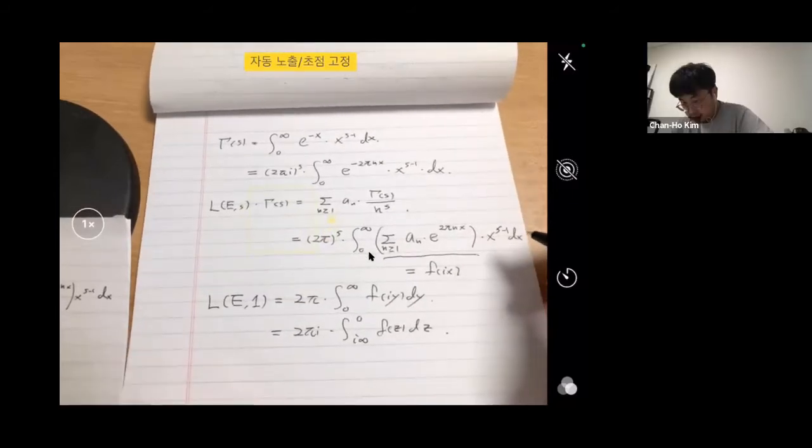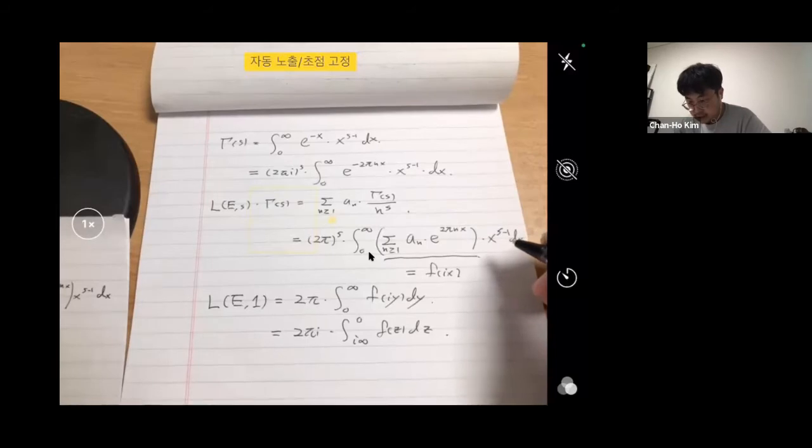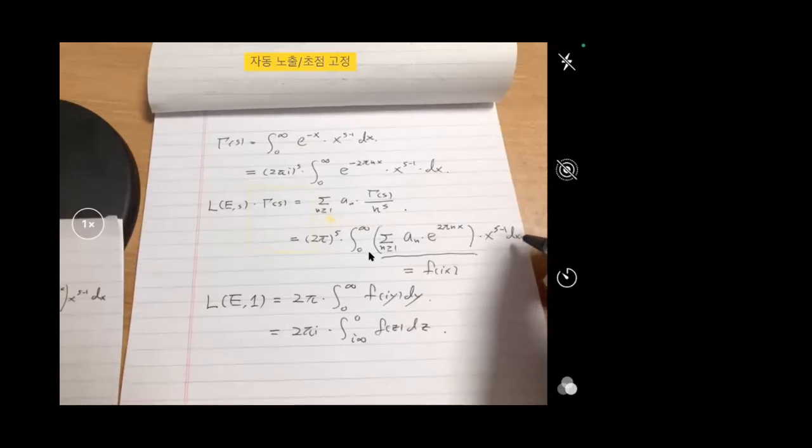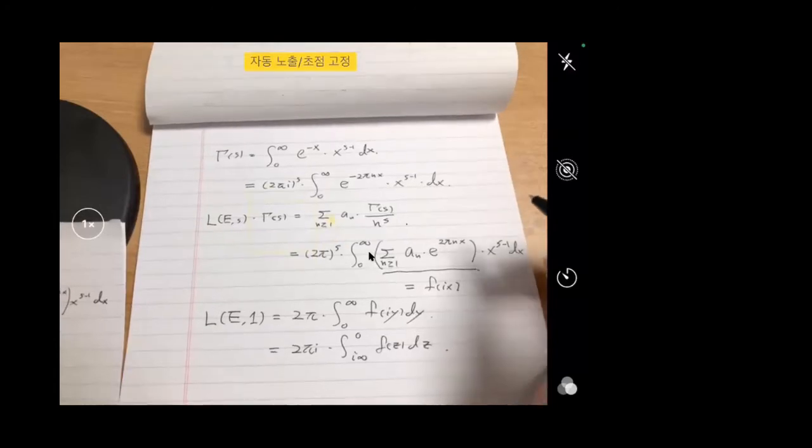Let me see. I think it's okay. No, there's a 2 pi outside. And inside, what happened to the minus? Why has it suddenly become e to the power 2 pi nx? And what happened to the denominator? I'm a little bit confused.